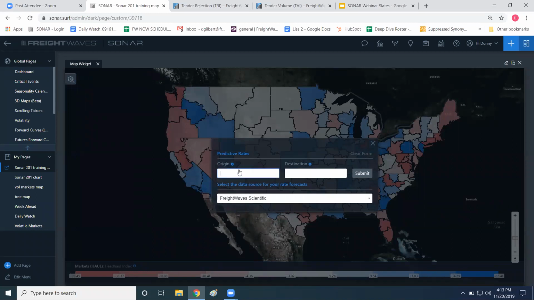And you can add in your origin. You can either type in the name, such as Atlanta, Georgia, or you can type in the zip code, 374, which is Chattanooga, Tennessee. And the destination, we'll type in Chicago. And submit.